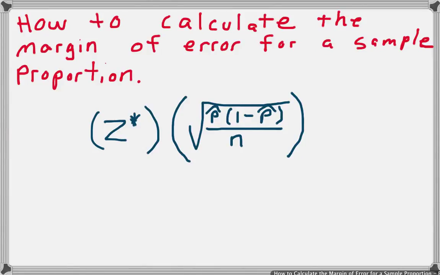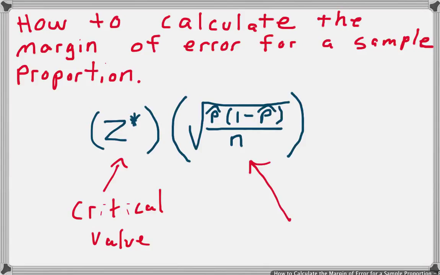Hello all. Today we're going to calculate the margin of error for a sample proportion. Below we have the formula. We have Z critical, so this is our critical value. And right here, this is our standard error.